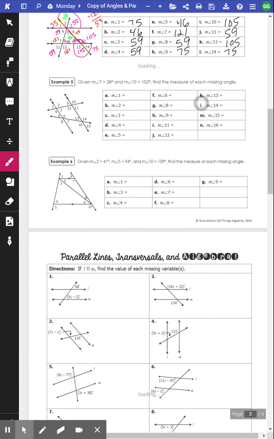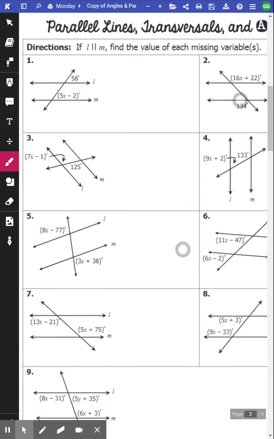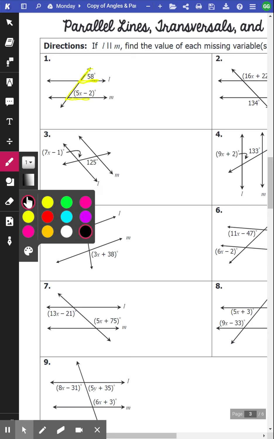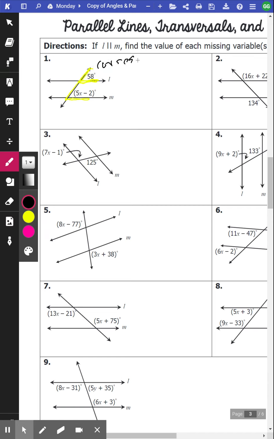All right, let's jump into the algebra. Okay, so we're going to use, again, that chart at the beginning of the notes. We're now interjecting algebra, so if you have angles that are congruent to each other, like number 1, this angle and this one, these are corresponding. That means they are congruent. They're equal.